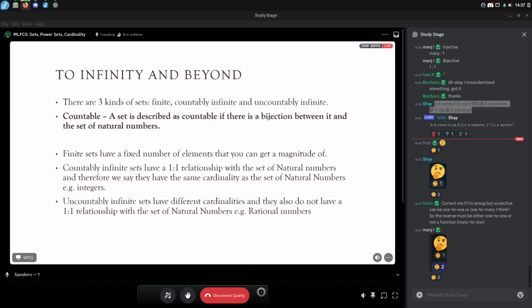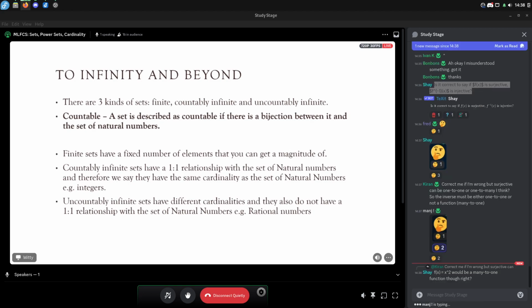So what does it mean to be countable? What does the property of countable mean? Countable means there's a bijection between it and the set of natural numbers. So if a set has a one-to-one mapping between itself and natural numbers, then it can be classified as countable. Countably infinite sets have a one-to-one relationship with the set of natural numbers, and therefore we say they have the same cardinality as the set of natural numbers.